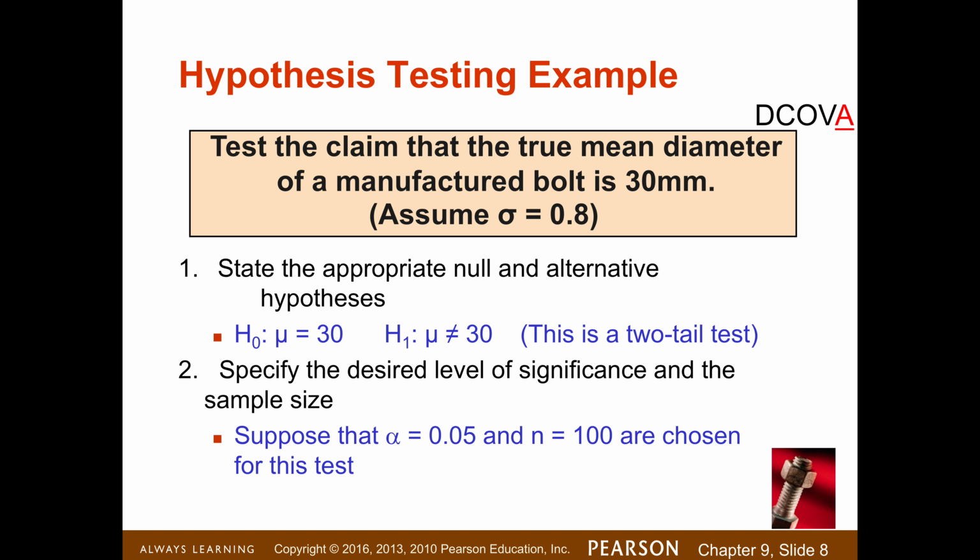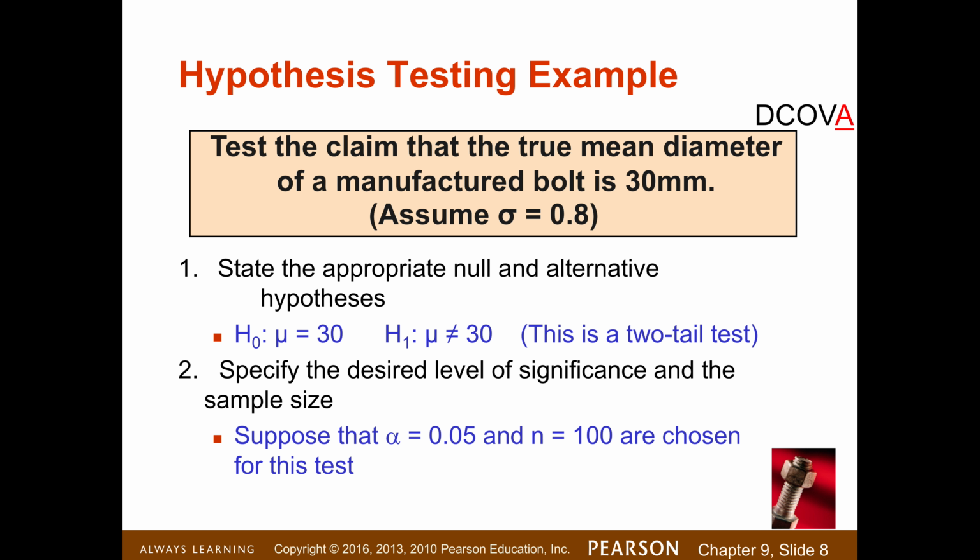All right, going back to the manufactured bolt, which should have a mean diameter, on average, of 30 millimeters. Now we're assuming that the population standard deviation is 0.8. So guys, the first thing we do is state the appropriate null and alternative hypothesis.